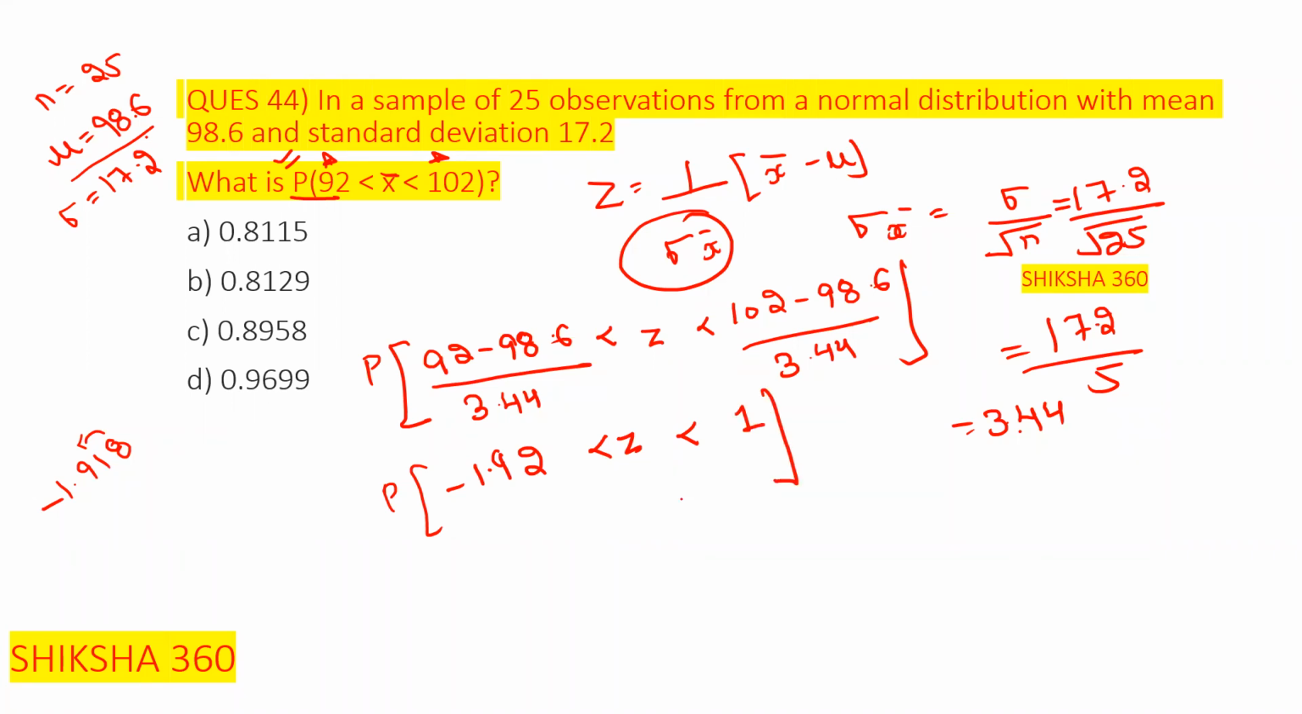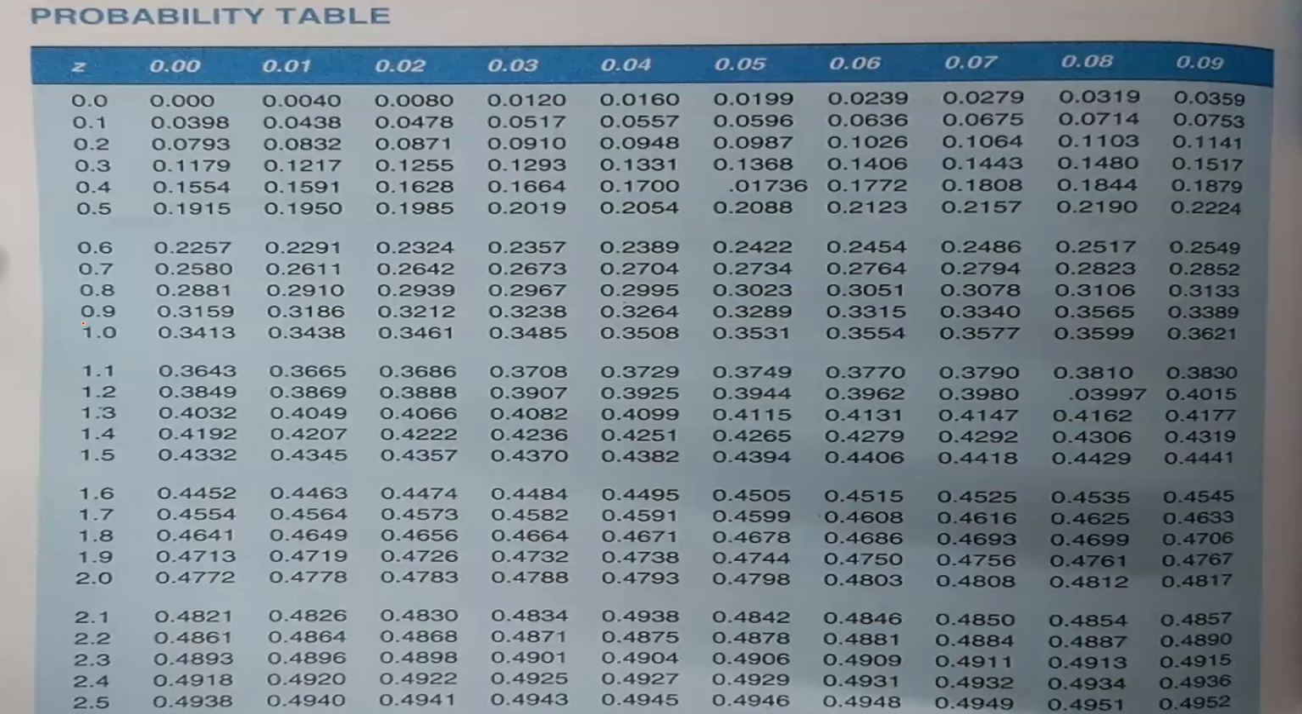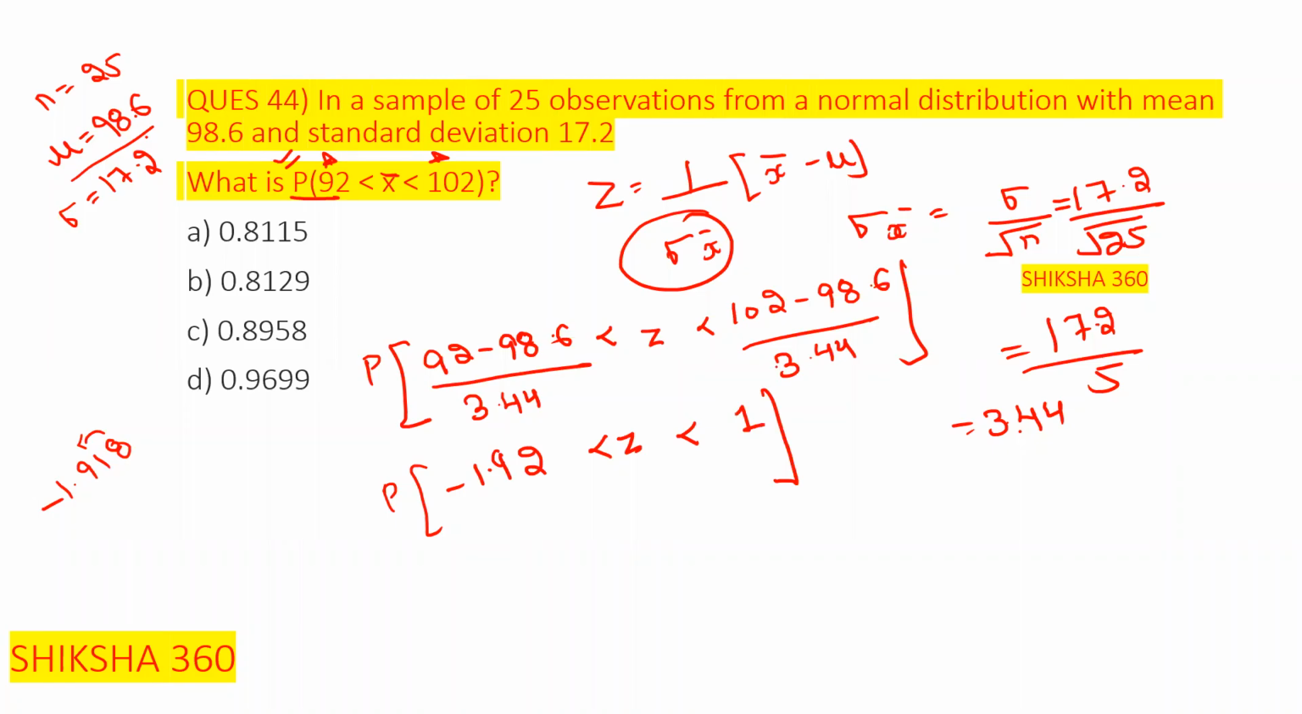Here we will get approximately 1. But in the probability table, we will either take 1.0, or in these types of cases, we will not take 1 but take 0.99. In some cases we will take 0.99, or in some cases we will take 1, depending upon the options given.